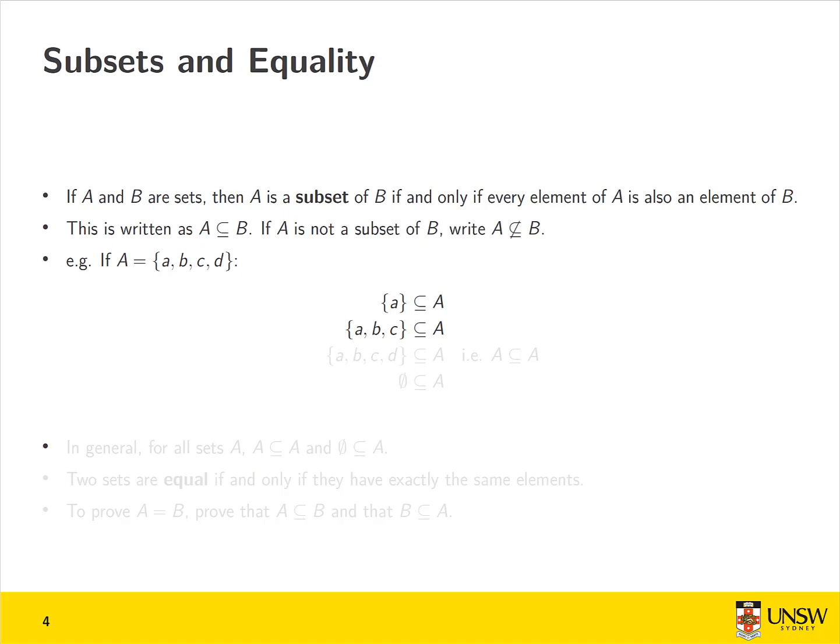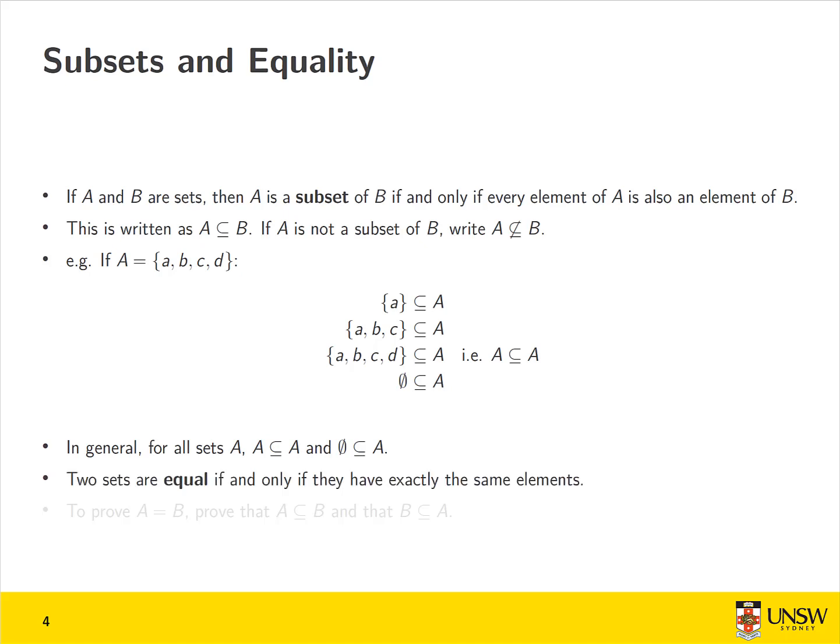The set containing the elements A, B, and C is also a subset of the set A. Indeed, the set containing the elements A, B, C, and D is a subset of the set A. Note this means that A is a subset of itself. Also, the set containing no elements is trivially a subset of A. In fact, in general, we can say that every set is a subset of itself, and the empty set is a subset of every set.